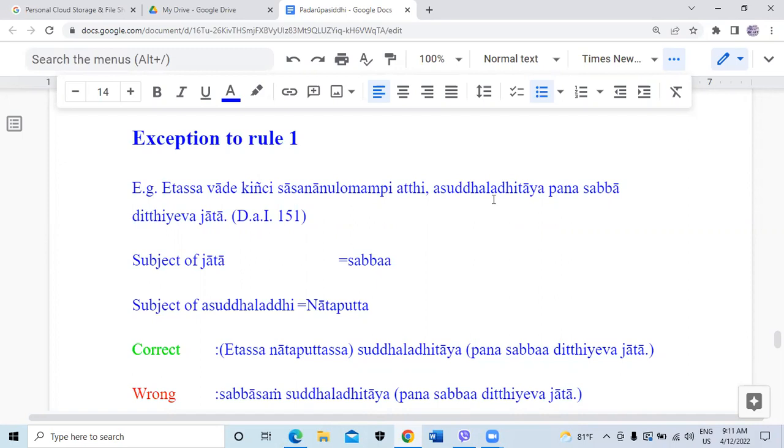Asuddha Laditaya, impure view. Okay, so in this sentence, what is the subject? In the first sentence, Ati is Bhav. What is the subject? We can say Kenji Sasana Nuloman is the subject. It is not Vadi. Vadi is locative. Itasa is a modifier for Vadi. So there are no two subjects, only one subject in this first sentence. In the second sentence, Jata.